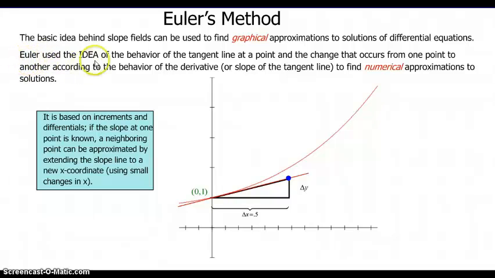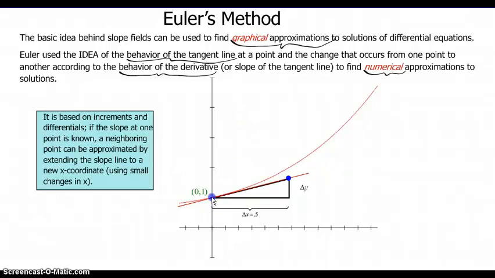He used the idea of the behavior of the tangent line, just like slope fields does, at a point, and the change that occurs from one point to another according to the behavior of the derivative. His is based on an algebraic manipulation of the derivative, which again is the slope of the tangent line. And he was able to find numerical approximations, not graphical approximations. His are numerical approximations to the solutions of those differential equations.